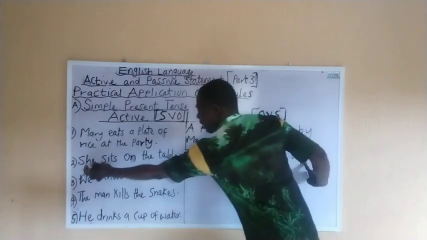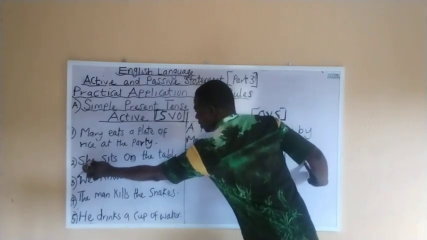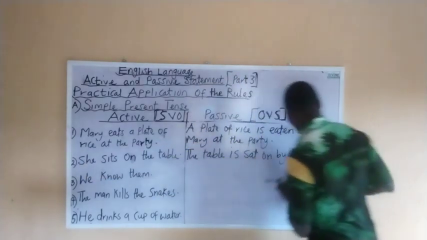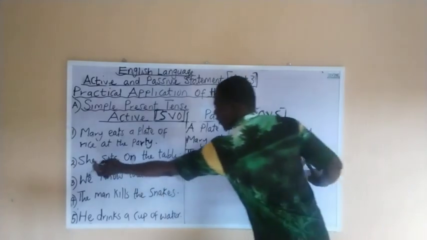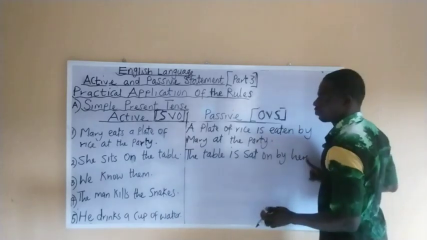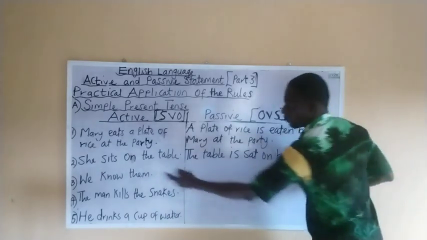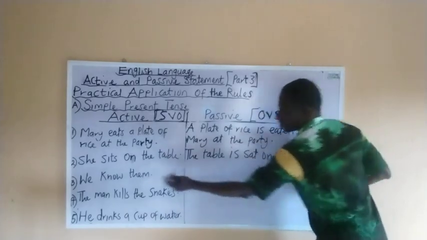Her is actually what? A pronoun, replacing what? The subjective pronoun. So we have her as objective pronoun. We have she as what? Subjective pronoun in the active voice. Okay, fine.